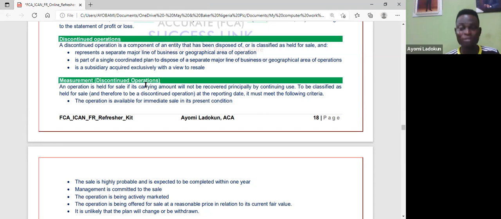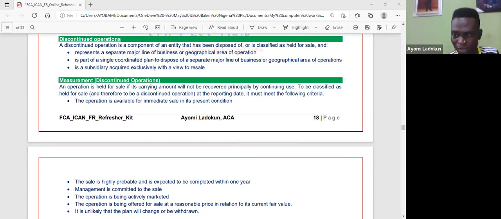But before they can do that, that operation must be available for immediate sale in its present condition. We have learned it earlier. What we learned earlier was the asset must be available for immediate sale in its present condition. So when it comes to operation, you just change it. It's the same principle. The operation must be available for immediate sale in its present condition, and the sale must be highly probable. For this to be the case, an appropriate level of management must commit to a plan to discontinue the operation. So the good thing is the same criteria that you learned under assets held for sale is the same under discontinued operation, but the measurement differs.